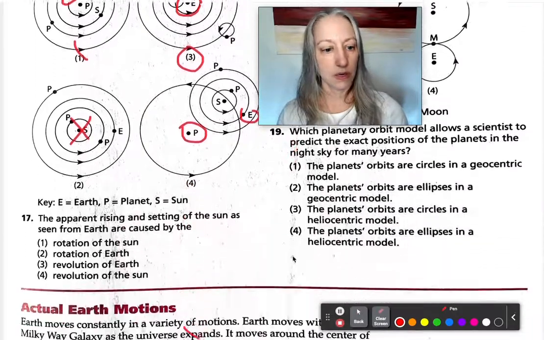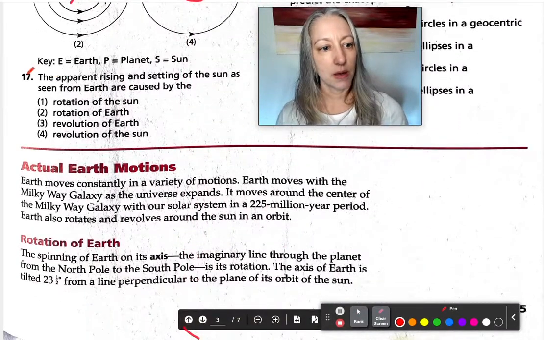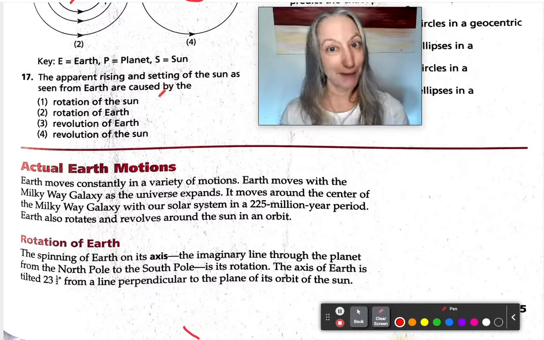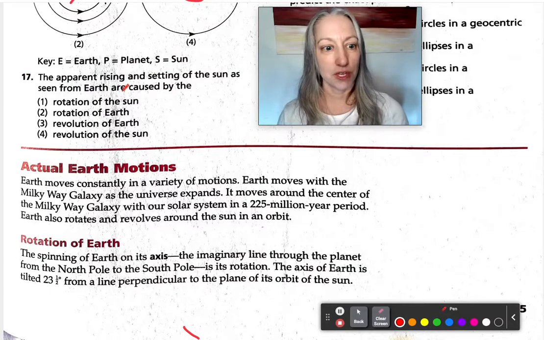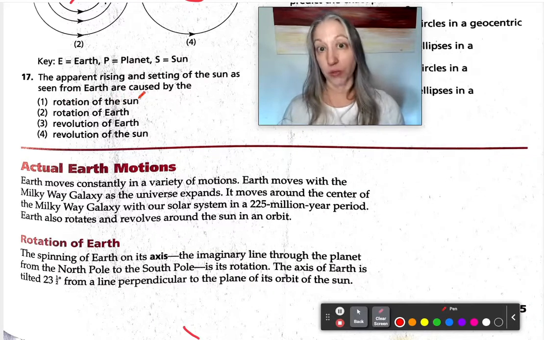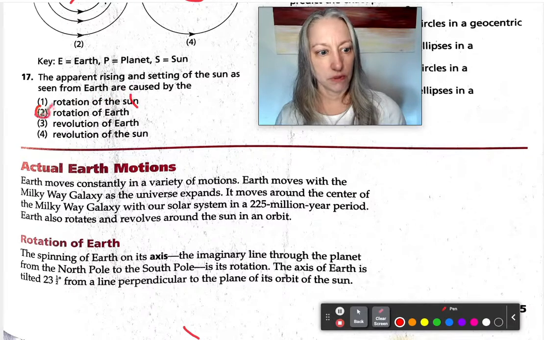All right, number 17. Here we go. The apparent rising and setting of the sun as seen from Earth are caused by, we just went over this in the previous video if you watched that. We know that the sun looks like it's moving through our sky, but the only reason for that is because we on Earth are rotating. So it's not rotation of the sun, it's rotation of the Earth.